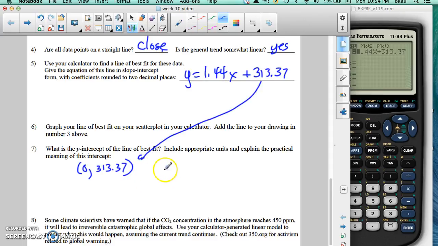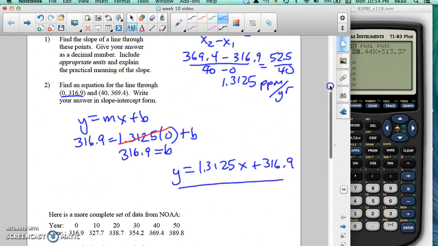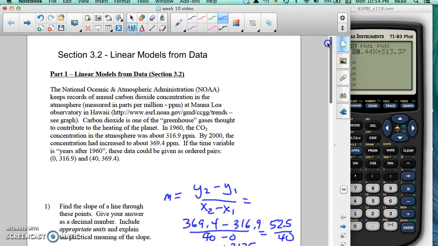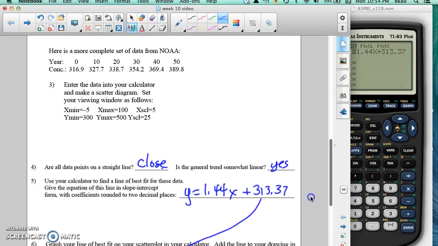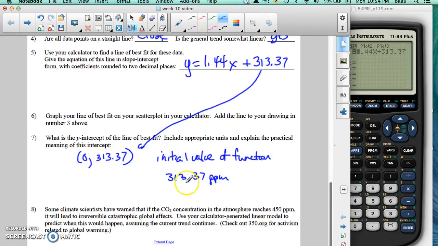That means our initial value of the function is 313.37 ppm, which in this case ppm is parts per million. Parts per million is our initial value.